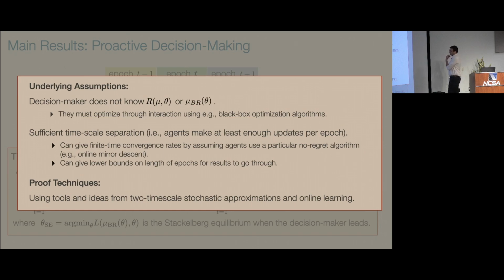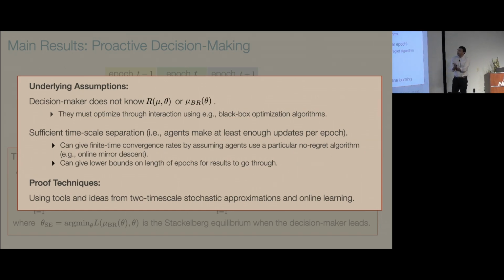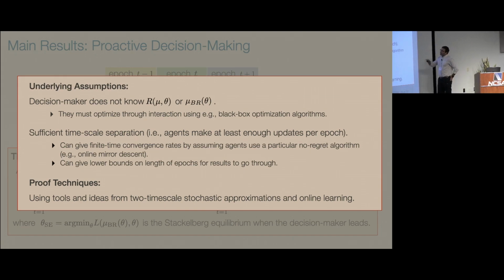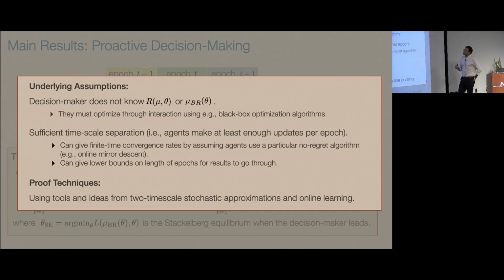So importantly, the underlying assumption here is that the decision maker has no knowledge of the loss of the population or this best response map. So they have to interact through these black box optimization algorithms. And the second really important assumption is this sufficient timescale separation. So agents have to make at least enough updates per epoch to basically get this type of property.